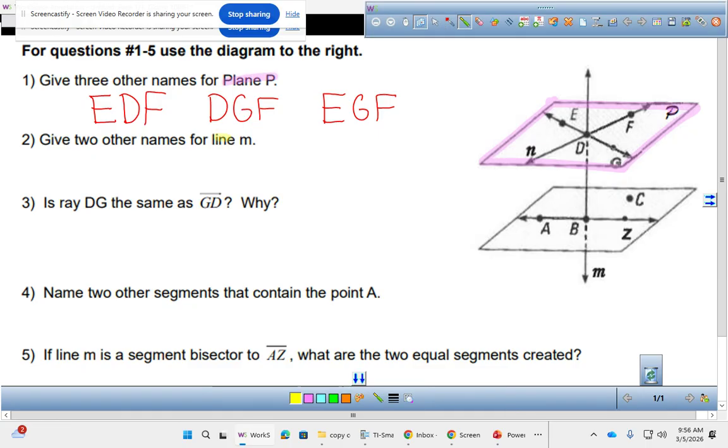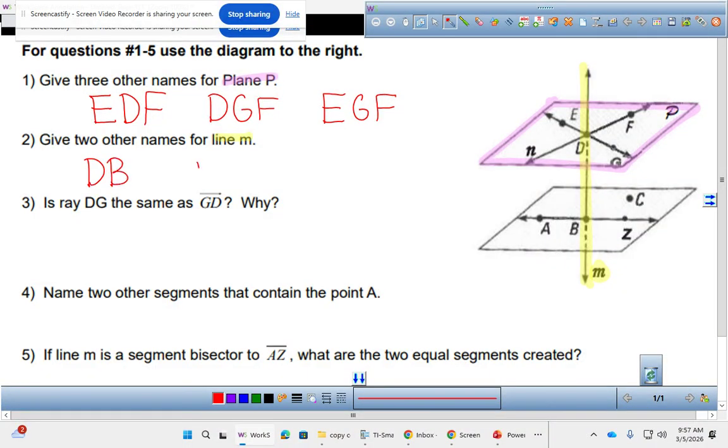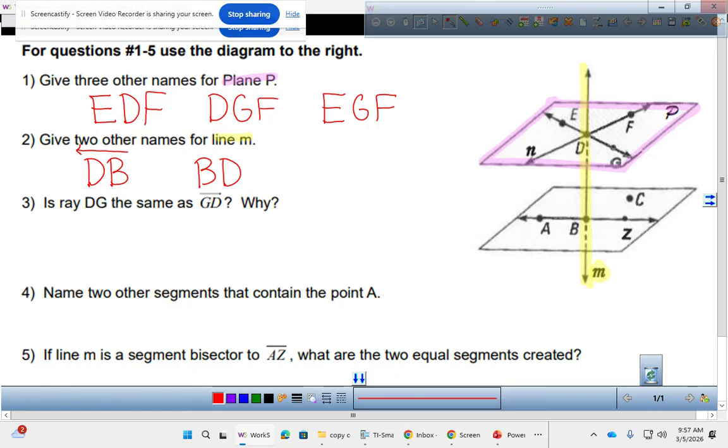For the next one, it wants us to name line M. So line M, if I find the letter M, line M is this path, okay? To name a line, I just need to pick 2 points that fall on that line. There are actually only 2 points that fall on line M, so there are only 2 other ways to name the line. We could use the points D and B, or the other way, B and D. And in order to get full credit for a problem like this, you would need the right symbol. The symbol for a line is a double arrow on top of your 2 points. So that's the only 2 other ways to name that line.